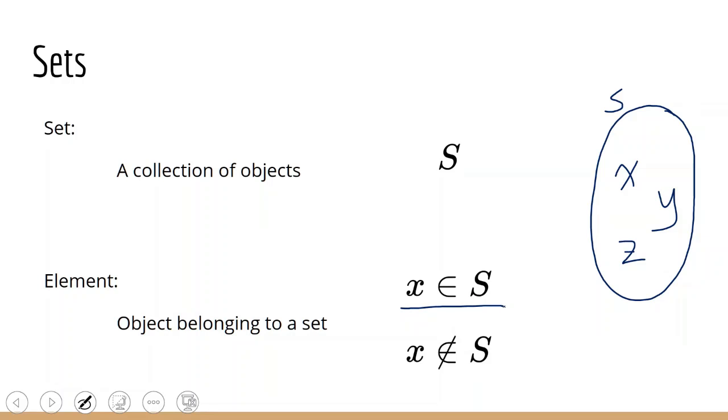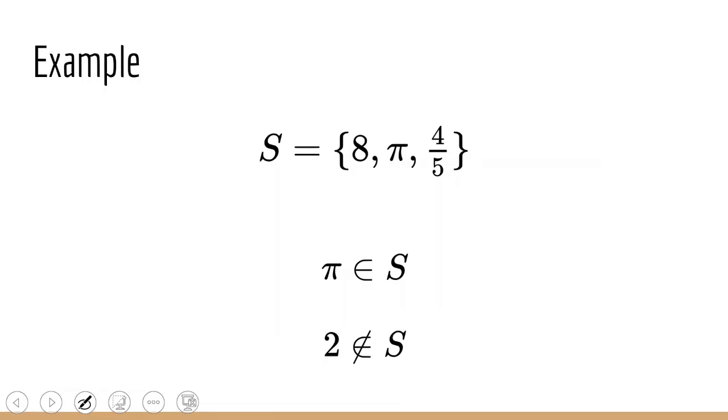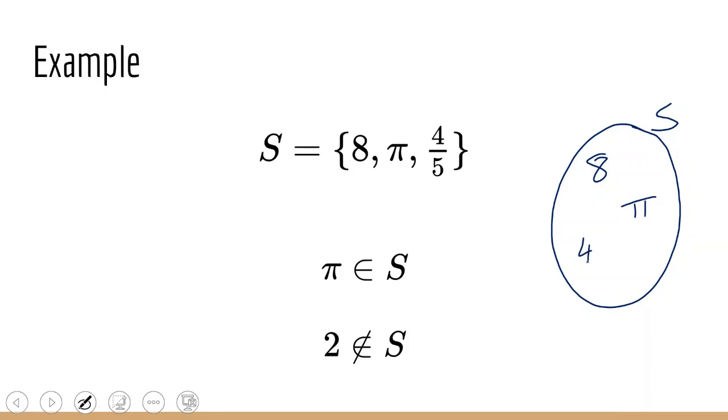To let people know what is and is not inside it, we can use these symbols over here. The first one, x is in S, shows that x is a member. Alternatively, if x was not part of this set S, we would write it this way instead: x is not a member of S. Let's take a look at an example. Let's say we have the set S that contains three things: 8, pi, and 4/5. We would then be able to state that pi is a member of S. Meanwhile, 2 is not one of these three elements, and so we'd say 2 is not in S.